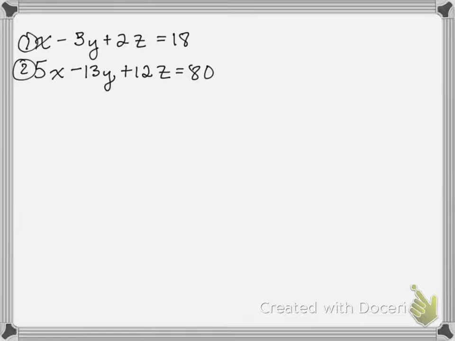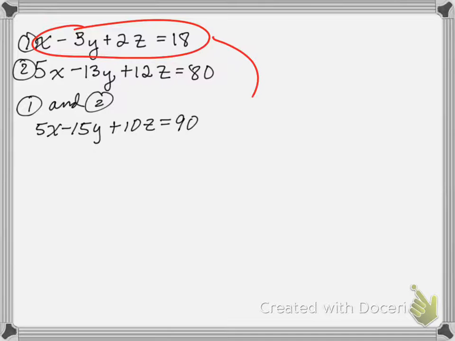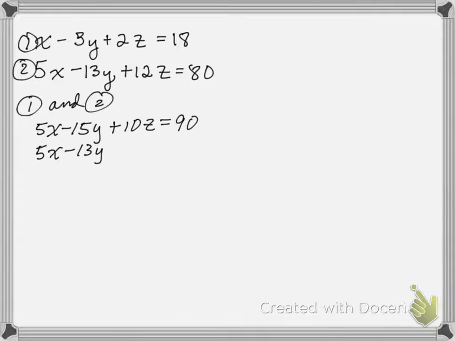First off, we're going to go through our steps as if we were solving a system of equations. So I'm going to number my equations 1 and 2, and then I'm going to look at combining 1 and 2, and let's eliminate the x. So if I take the x, I'm going to have 5x minus 15y plus 10z is equal to 5 times 18 is 90. So here I multiplied this equation by 5 and put that there, right?